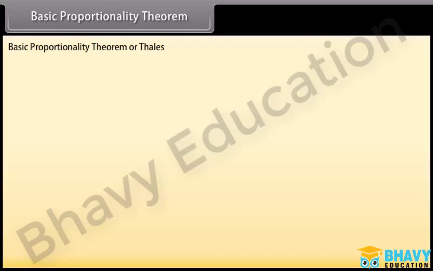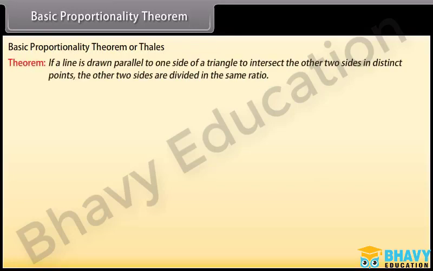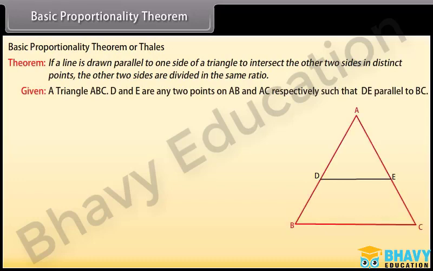Basic Proportionality Theorem or Thales Theorem. If a line is drawn parallel to one side of a triangle to intersect the other two sides in distinct points, the other two sides are divided in the same ratio. Given a triangle ABC, D and E are any two points on AB and AC respectively such that DE is parallel to BC. To prove AD upon DB equals AE upon EC.